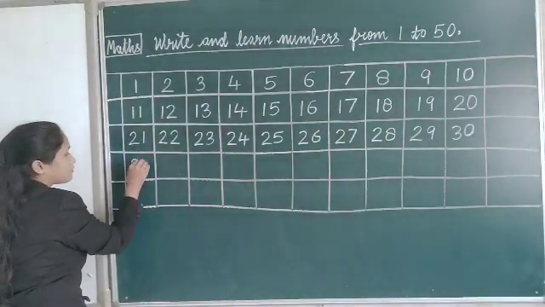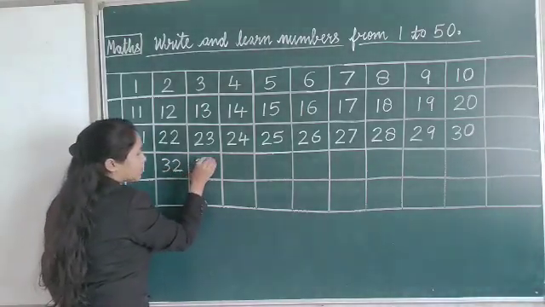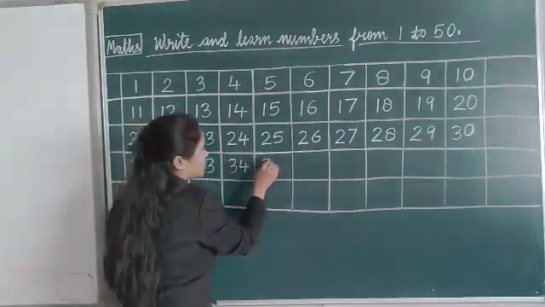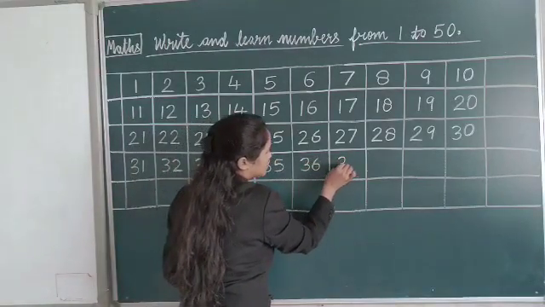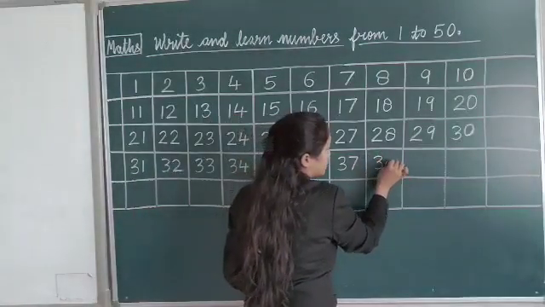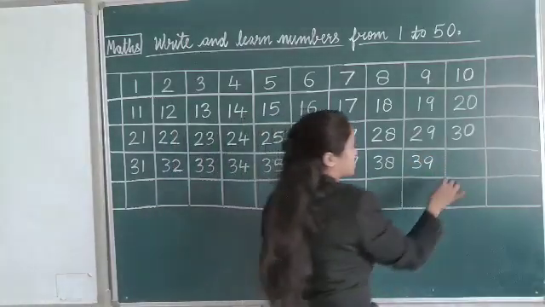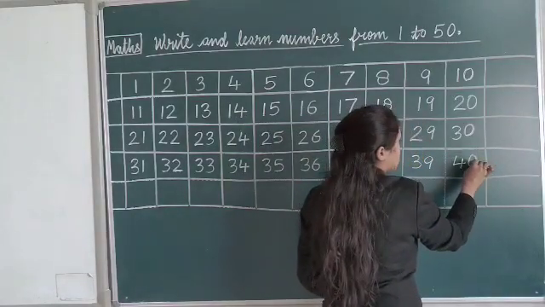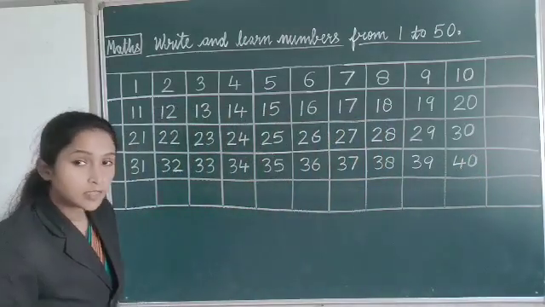3, 1, 31. 3, 2, 32. 3, 3, 33. 3, 4, 34. 3, 5, 35. 3, 6, 36. 3, 7, 37. 3, 8, 38. 3, 9, 39. 4, 0, 40. What comes after 40?